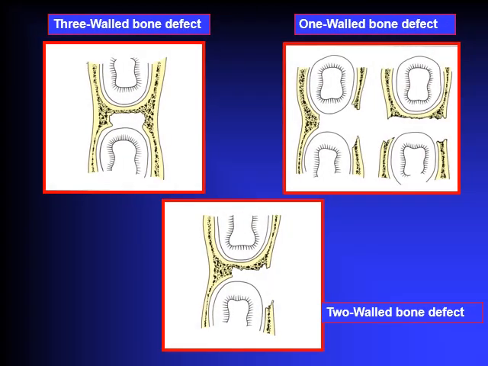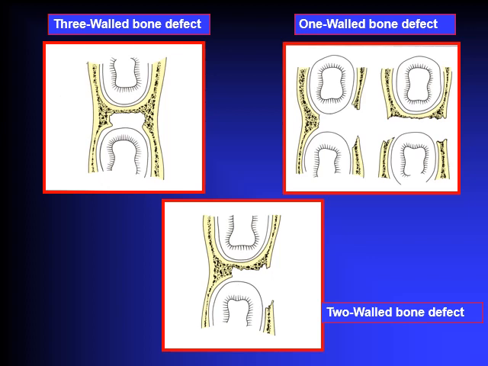And this is in another view. You see here in the left slide above a 3-walled bone defect. There are 3 intact walls, but the mesial wall is absent. This is a 3-walled bone defect. Don't forget that this is named also an intra-bony defect. This is a 1-wall defect, the other slide on the right side. What is the 1 wall present? This is the lingual wall.